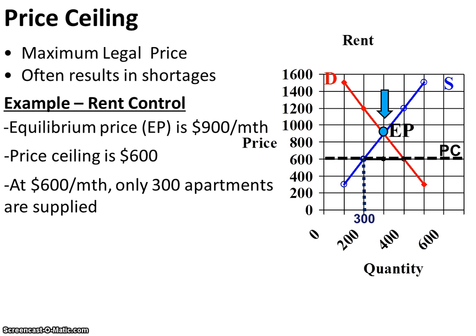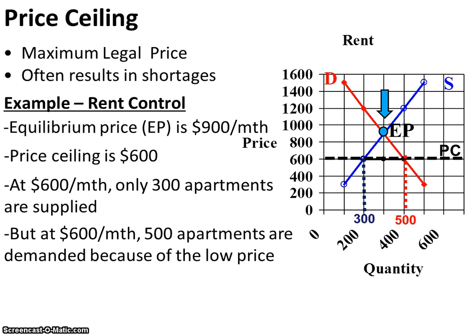There are going to be some people that aren't going to want to rent their properties at the lower $600 a month price because maybe their properties are worth more than that. Maybe their mortgage is way more than that, and $600 a month isn't going to pay the bills for them. But at $600 a month, we have 500 people that are going to demand those apartments because the price is so low. So what happens?